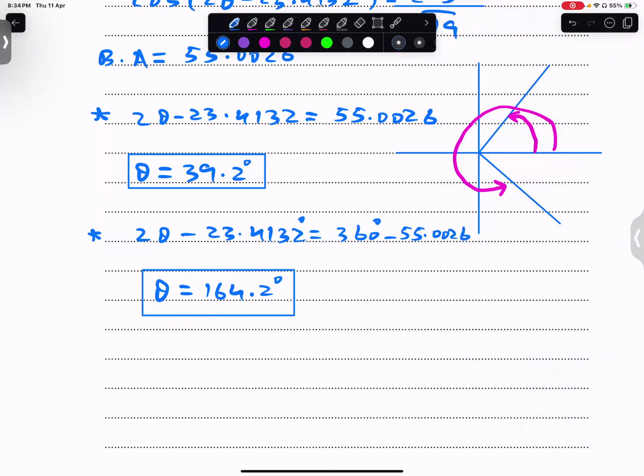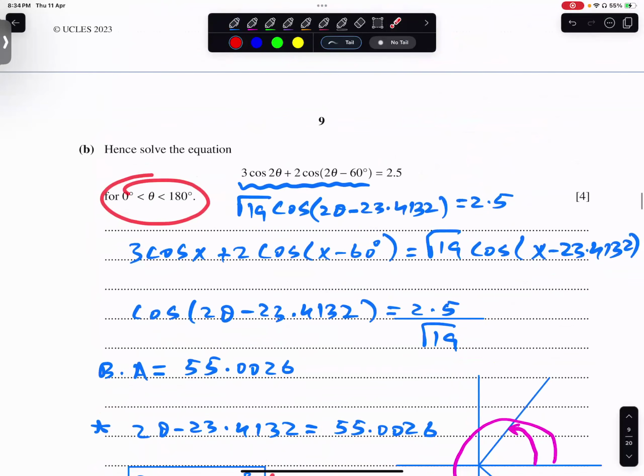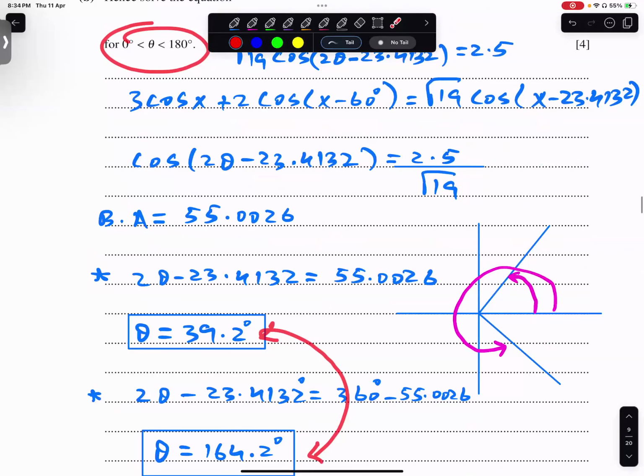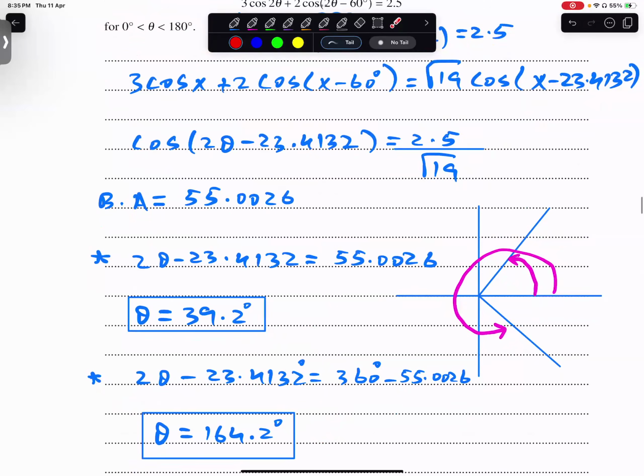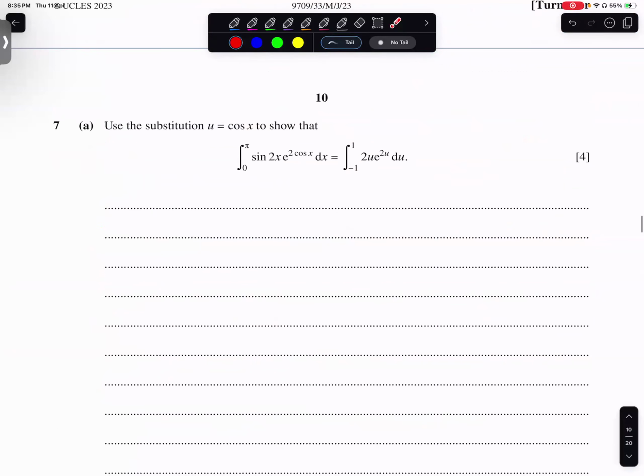Sometimes students miss this theta. Please, students, these are both the answers. Students just look at the domain, which is 0 to 180, and think this angle is greater than 180, but actually it's not. This angle actually gives theta equal to 164.2. Okay, this is interesting, by the way.